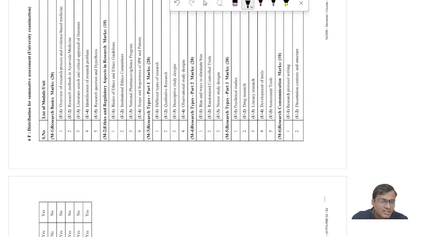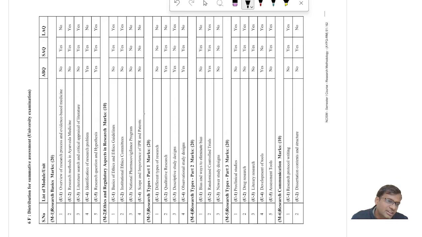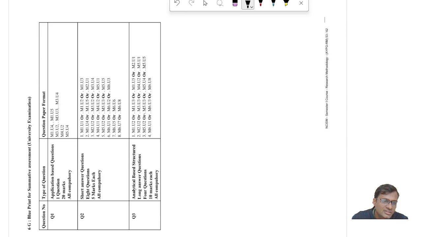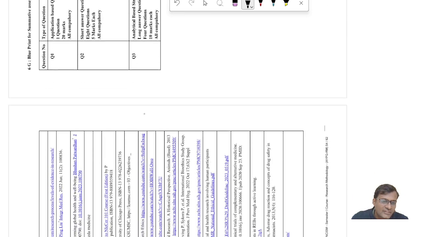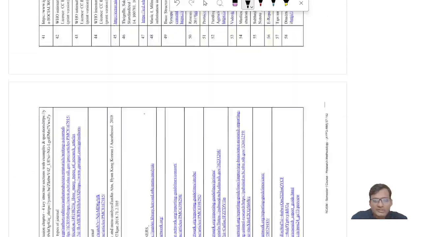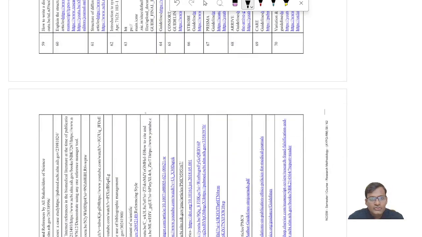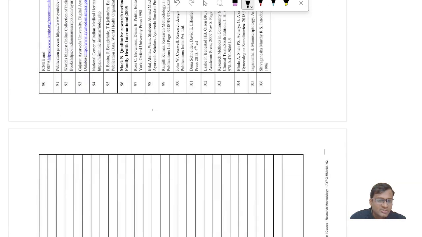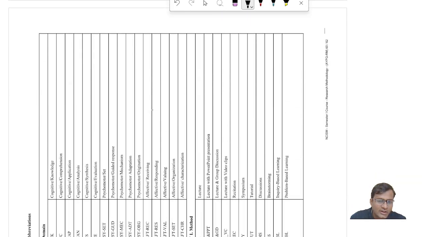So this is the blueprint for the summative assessment, which shows which questions should be taken from which topic they have given for the examination purpose. So this is a short explanation about this research methodology curriculum.